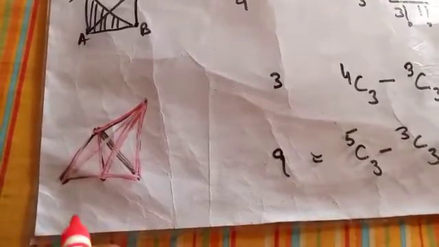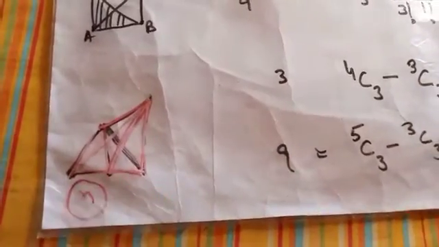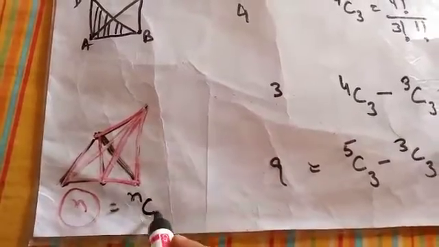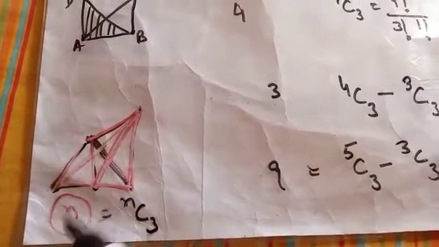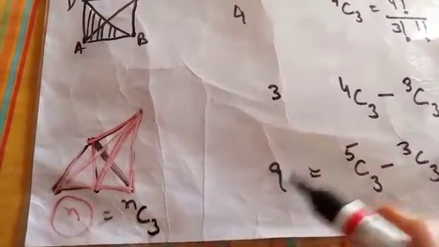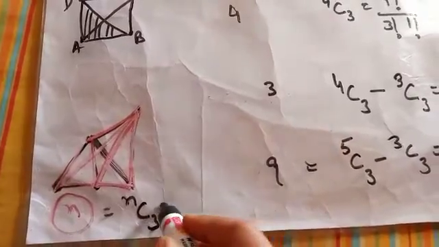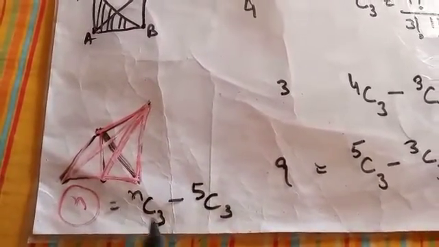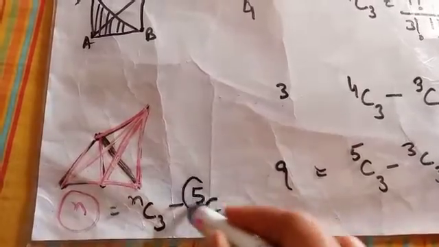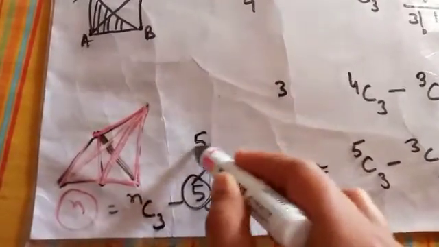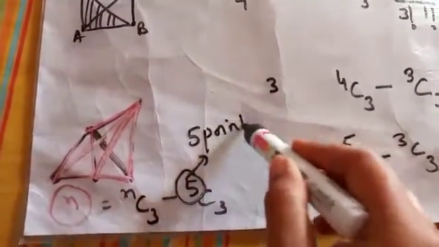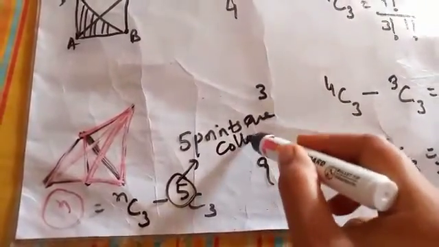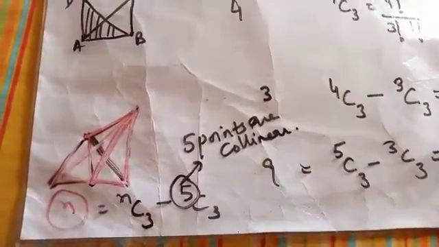So what is the formula? If there are n points and you have to find the number of triangles, the number of triangles is nC3. Now out of these n points, if 5 are collinear, then what do we have to do? Minus 5C3. So nC3 minus 5C3. Why did I do minus 5C3? Because 5 points are collinear. So if there are collinear points, this is the way you have to find the number of triangles.